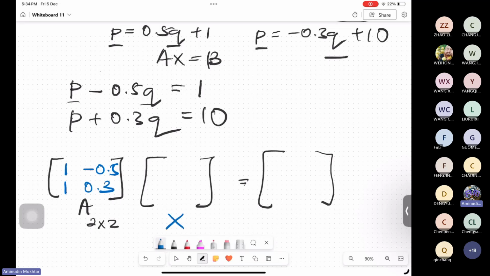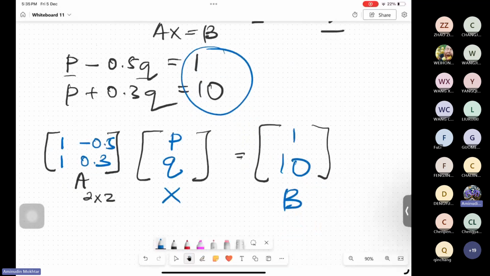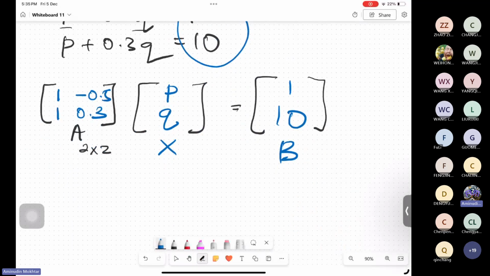And then what is X? X is the list of variables. We only have P and Q. In Cramer, B is important because B represents the values of the intercepts, 1 and 10, since we have only these two numbers. What is the method? The method is the Cramer method.